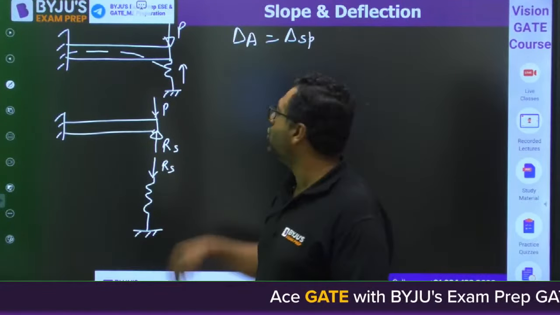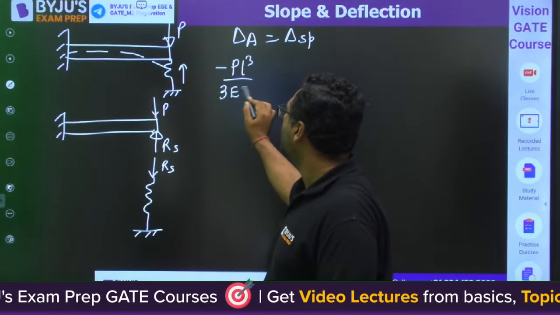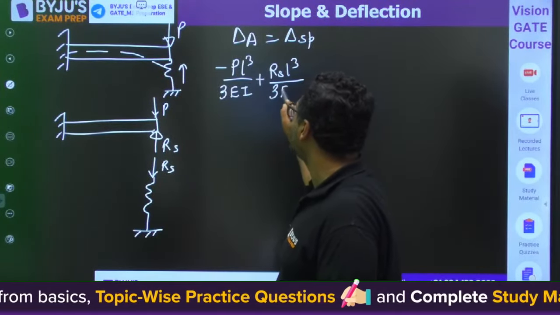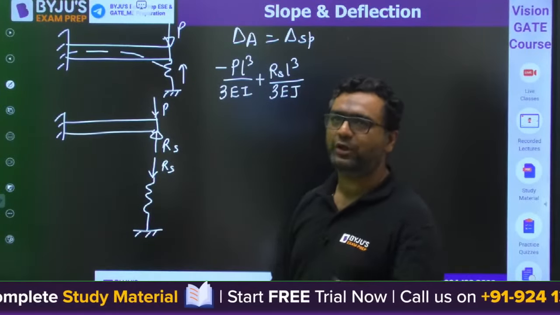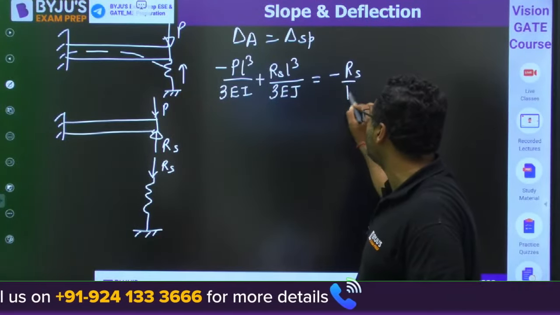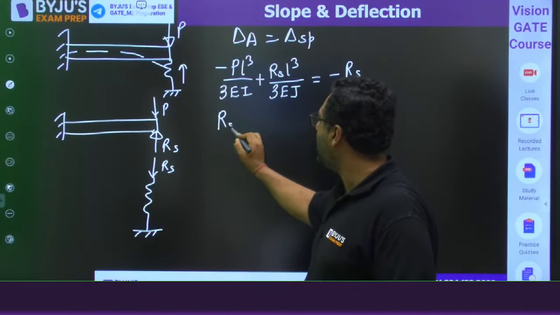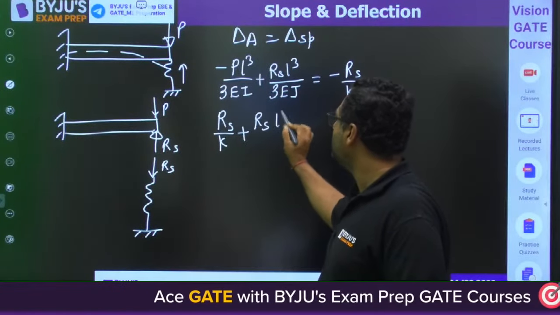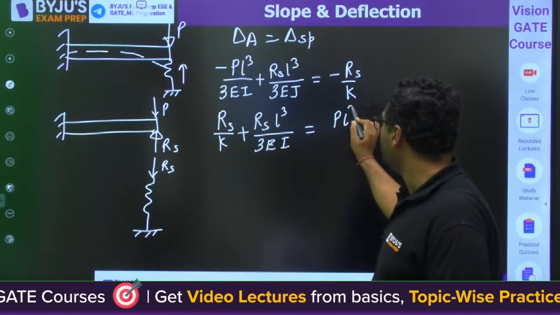What is delta of A? Because of P, it is minus PL cube upon 3EI. Because of RS, it is RS L cube upon 3EI. What is delta of spring? Because spring and beam are connected, their deflection is going to be equal. Spring is going to be deflected as minus RS by K, downward. When you take RS to this side, RS by K plus RS L cube by 3EI is equal to PL cube upon 3EI.